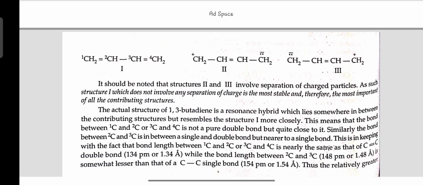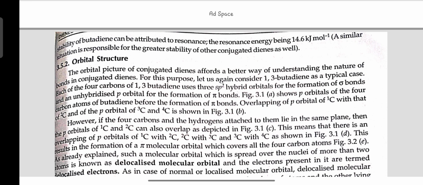This is in keeping with the fact that the bond length between first carbon and second carbon, or third carbon and fourth carbon, is nearly the same as that of a double bond, while the bond length between second carbon and third carbon is somewhat lesser than that of a single bond. Thus the relative greater stability of butadiene can be attributed to resonance, the resonance energy being 14.6 kilojoule per mole. A similar situation is responsible for the greater stability of other conjugated dienes as well.